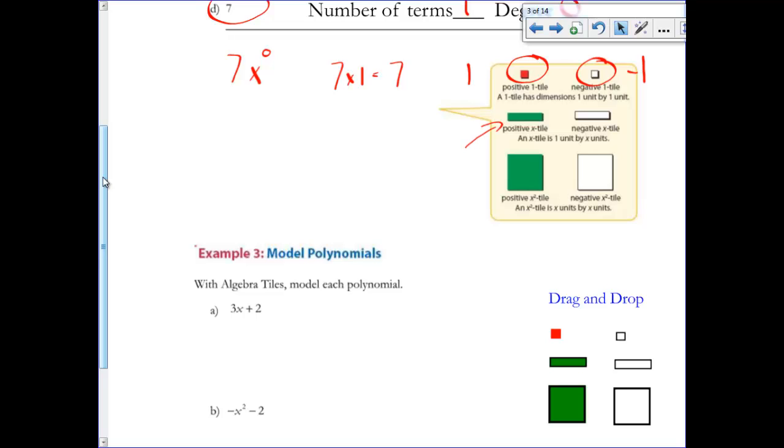The longer thin tiles, they are the x's. So an x would be shaded in. A negative x would have no shading. The next one is the x squared. So this is going to represent an x squared. Without the shading would be a negative x squared. All right, let's play.